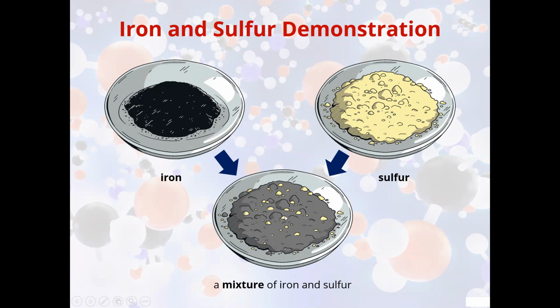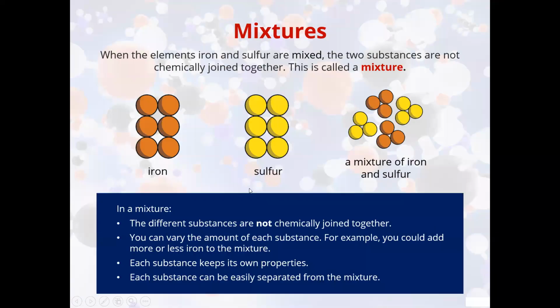And in a mixture, you can pick up the sulfur and the iron over here. So you can define a mixture as when two substances are not chemically joined together. So you mix the two substances, but they don't chemically join. Like iron and sulfur, you'll form a mixture where you can see the individual sulfur particles and iron particles. So to summarize, the different substances are not chemically joined together.